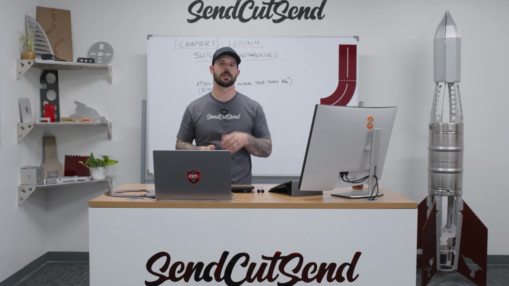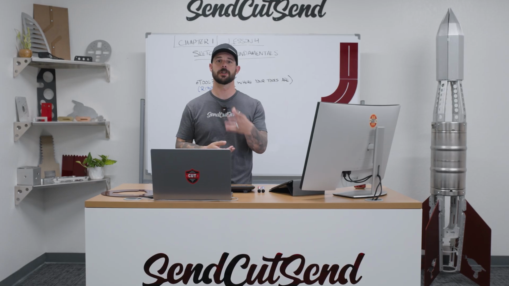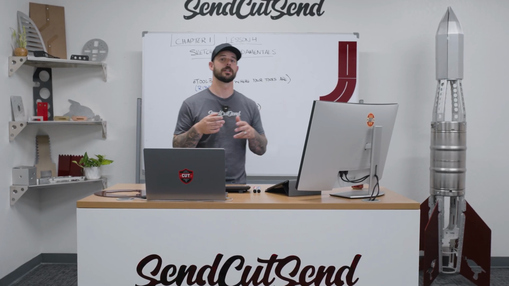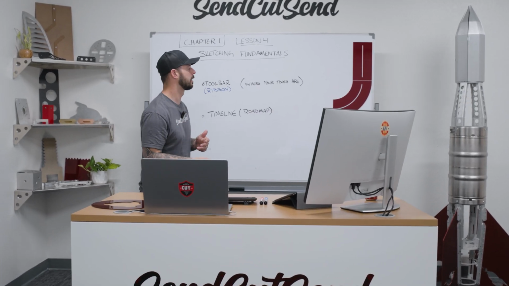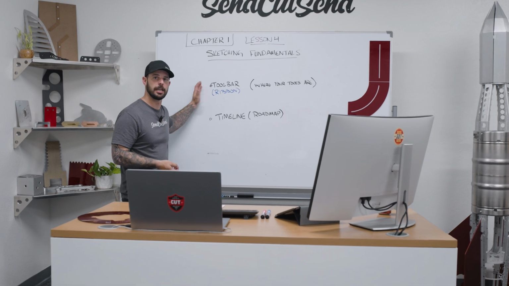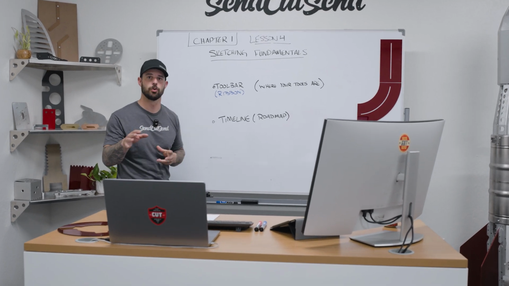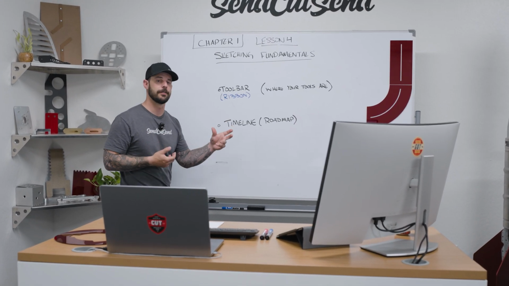In the last lesson, we talked about origins and planes. Now we want to start using those planes, and we're going to start using tools inside of Fusion. That brings us to the whiteboard here and one of our first key terms, toolbar. And that's where those tools live.